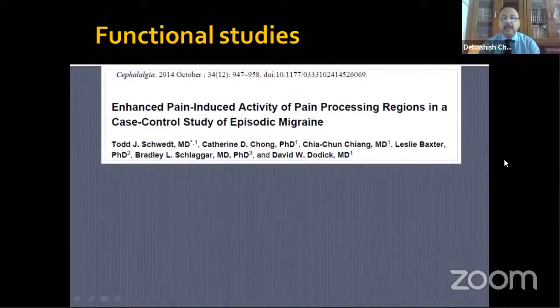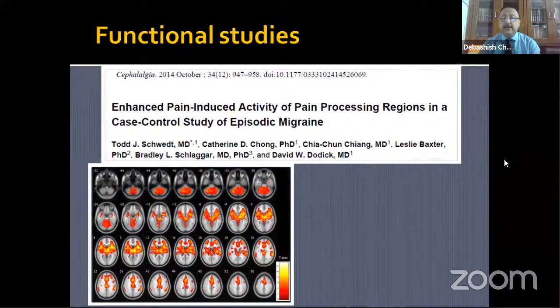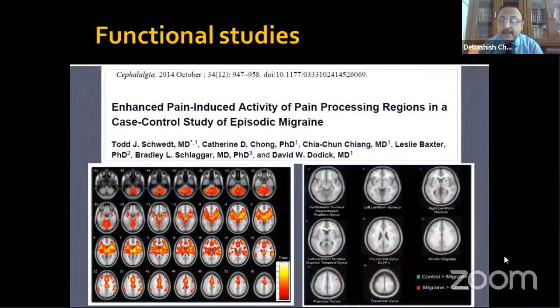Similarly, enhanced pain-inducing activity of the various regions of the brain in episodic migraine has been studied at the Mayo Clinic by the Dodick group. This is the normal pain salience. When you stimulate your brain by a painful stimulus, a peripheral or central painful stimulus, you find this kind of a network. It's called the pain network, right? These areas light up. But if you do that in migraine patients compared to the controls, you see that certain areas of the brain light up more compared to a normal control. So that again shows that these brains are not normal in terms of functionality.